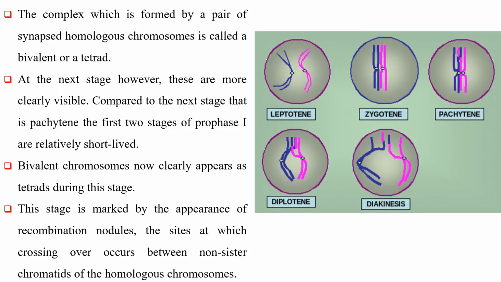At the next stage, however, these are more clearly visible. Compared to the next stage, that is pachytene, the first two stages of prophase I are relatively short-lived. Bivalent chromosomes now clearly appear as tetrads during this stage. This stage is marked by the appearance of recombination nodules, the sites at which crossing over occurs between non-sister chromatids of the homologous chromosomes.